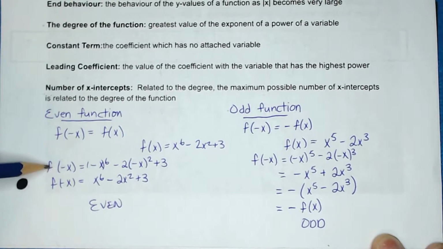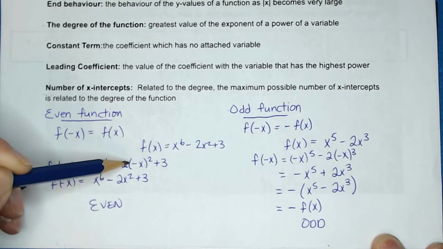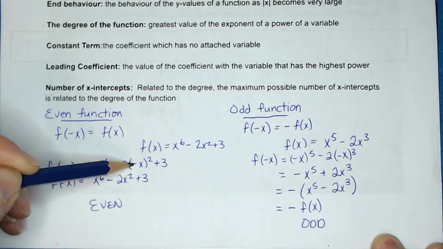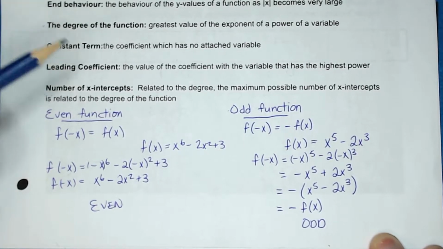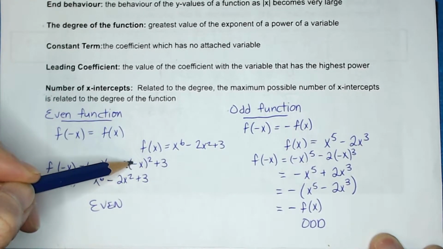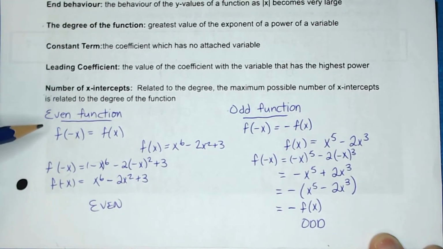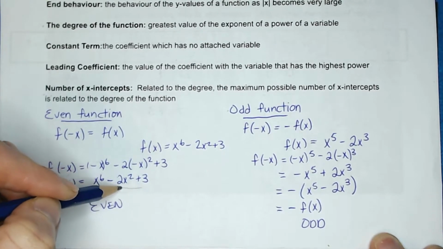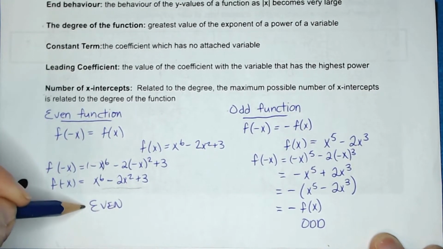So what we're going to do is just plug in negative x in all the x values to see what happens. So we plug in negative x to the power of 6, of course, is positive x to the 6th. Negative 2 times negative x squared. Don't forget to follow BEDMAS, so brackets and exponents first. Negative x squared is, of course, positive x squared times negative 2, negative 2x squared plus 3. Now, if you get to the end of this and you are able to produce the exact same function that you started with, which we did, then we say that the function is even.